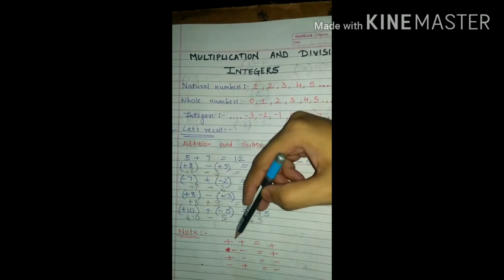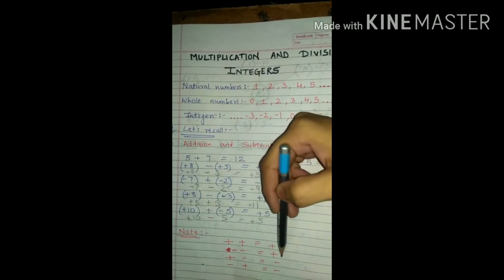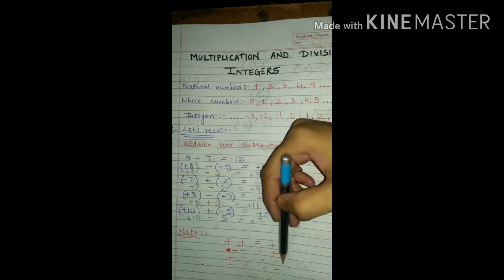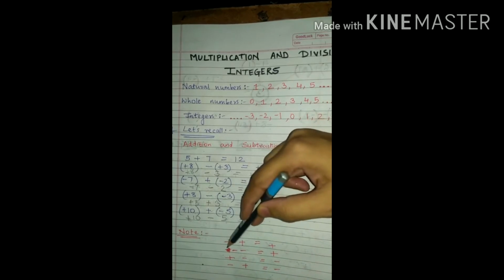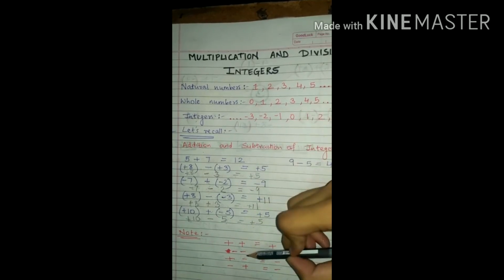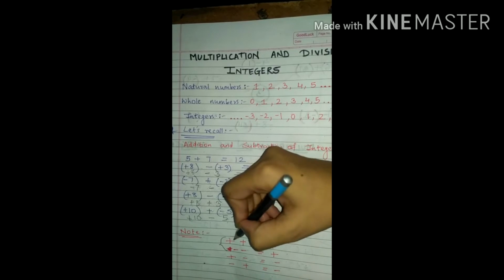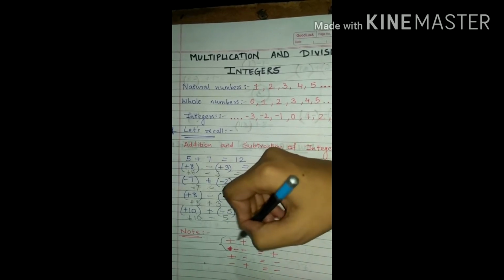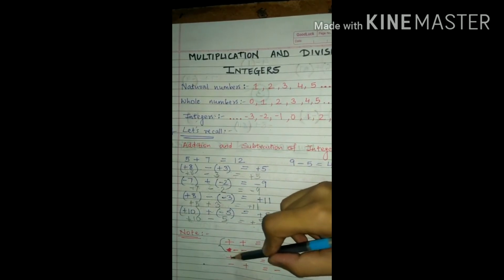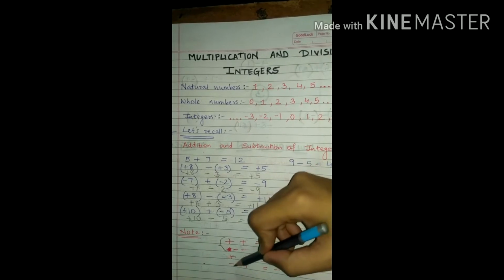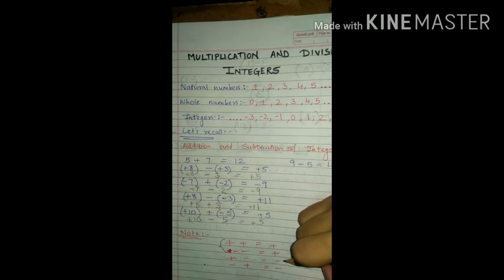Remember that. So plus into plus equals to what? Plus. Then minus into minus equals to plus. Plus into minus equals to minus. Minus into plus equals to minus. Easiest way to remember: two same signs will have plus. See, these two have the same sign, plus plus, minus minus. So two same signs will have plus, and two different signs, see, plus minus, minus plus, two different signs will give the output as minus. Got it?